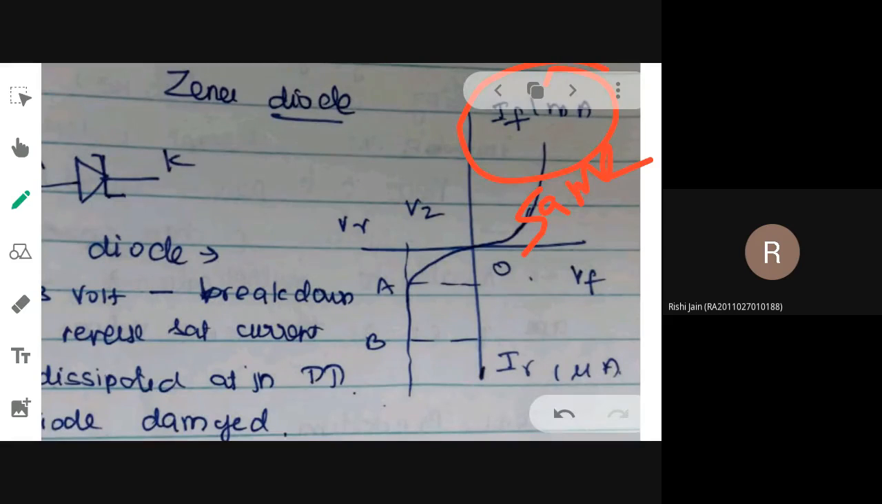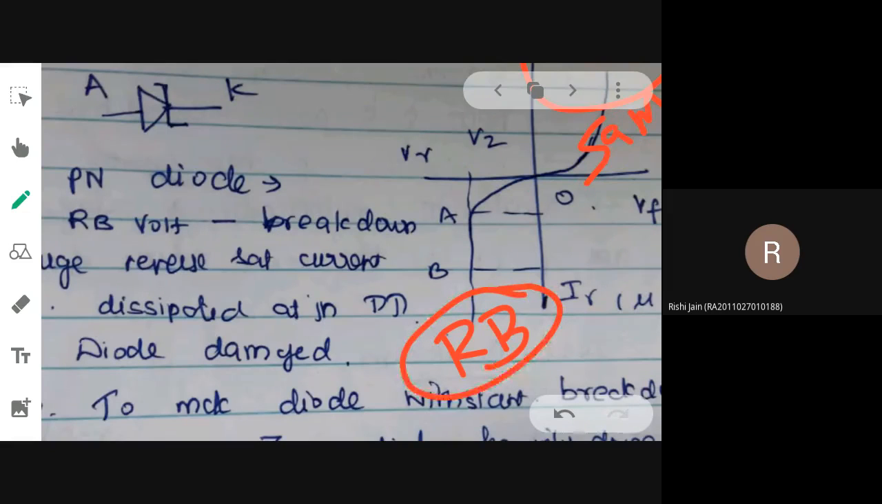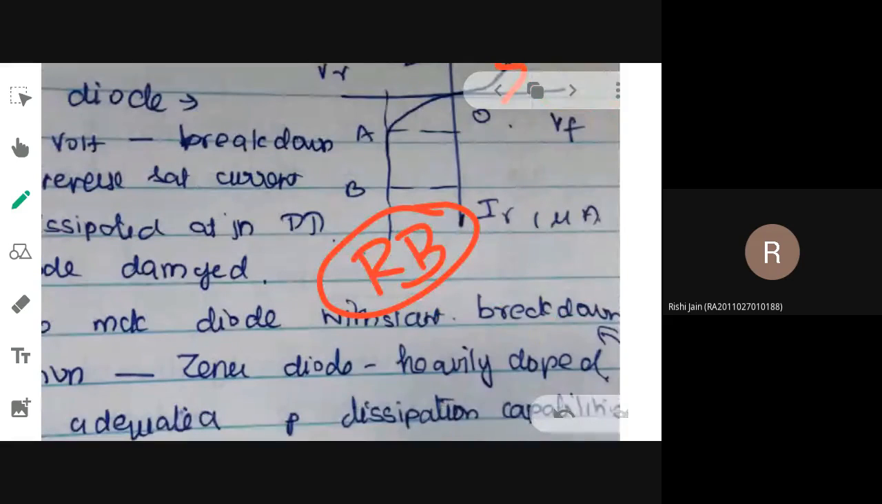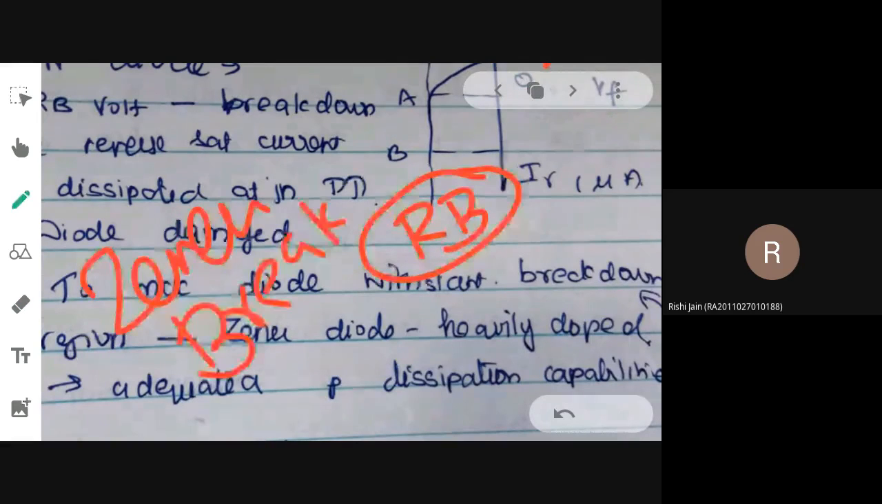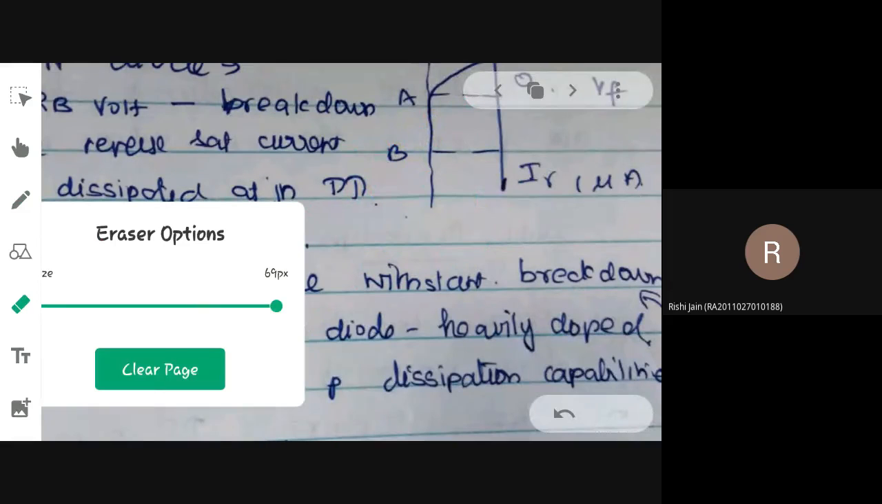Okay. So in reverse bias, a different breakdown will happen, which is called a Zener breakdown, not avalanche breakdown. Here a special breakdown will be happening. The name of the breakdown is what breakdown? Zener breakdown. Okay. How these two are different, I will tell you.